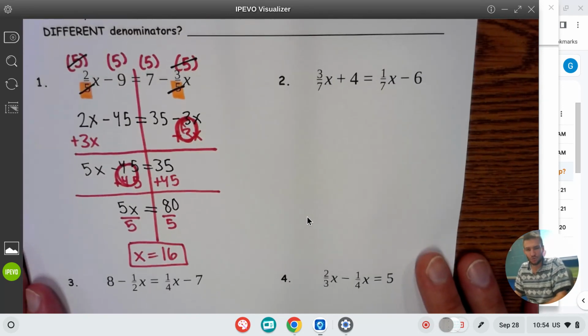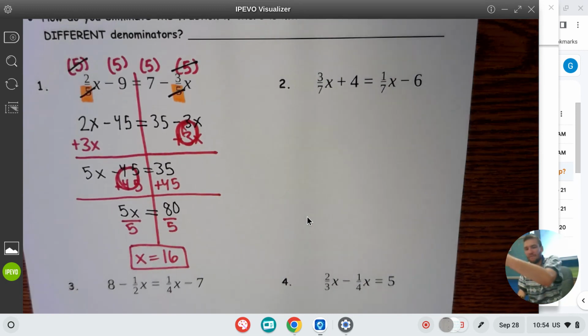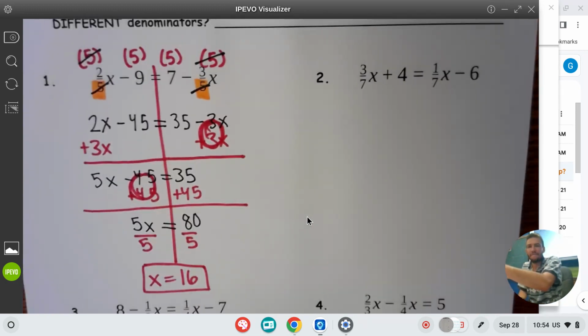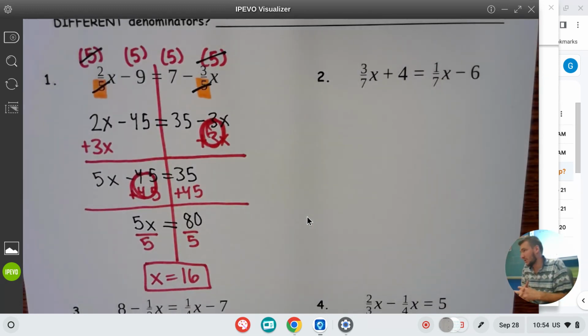So for number 2, I'm going to give you a little bit of a head start. Can you figure out what the denominators are? Can you figure out what we need to multiply by? Can we write those 7s down? Can we cross them out?